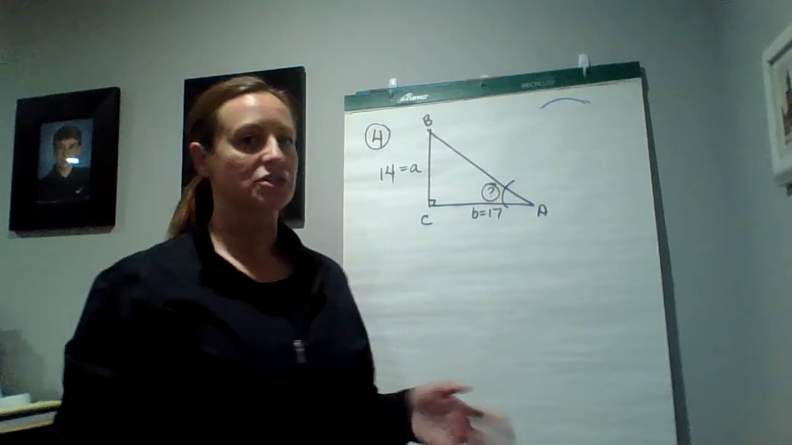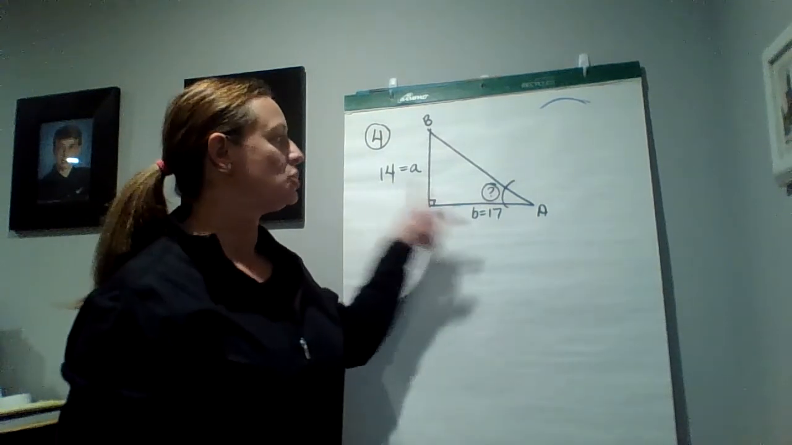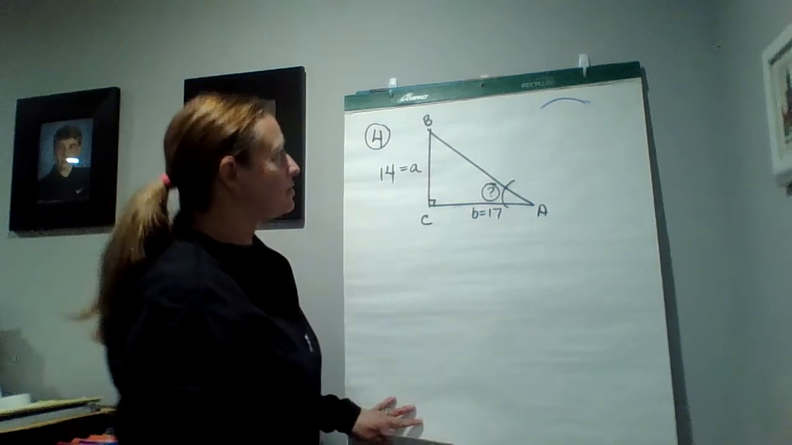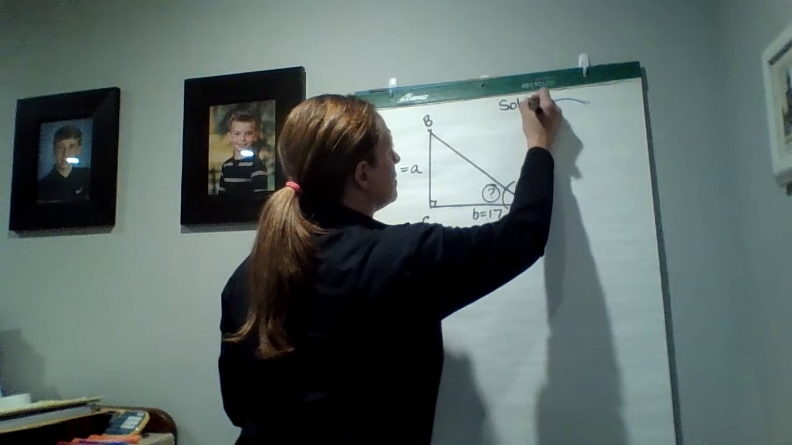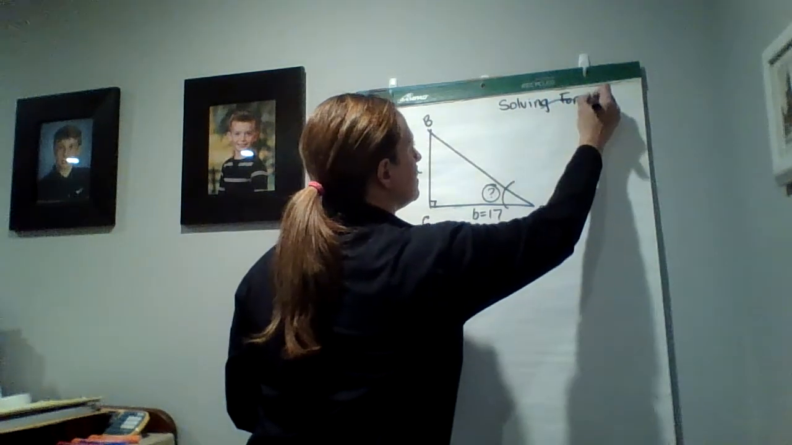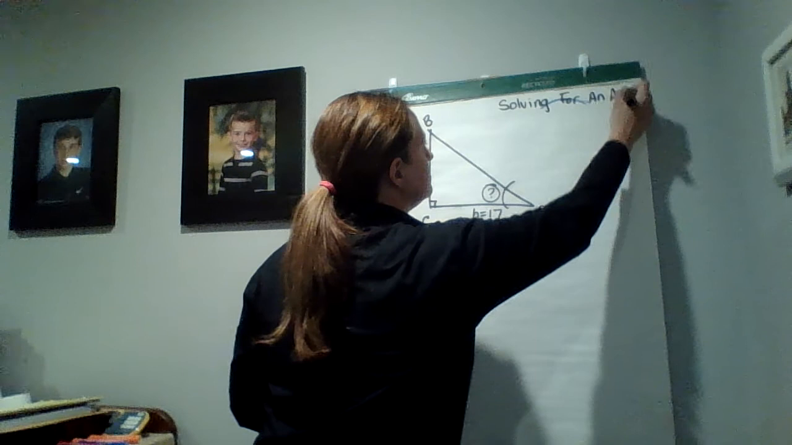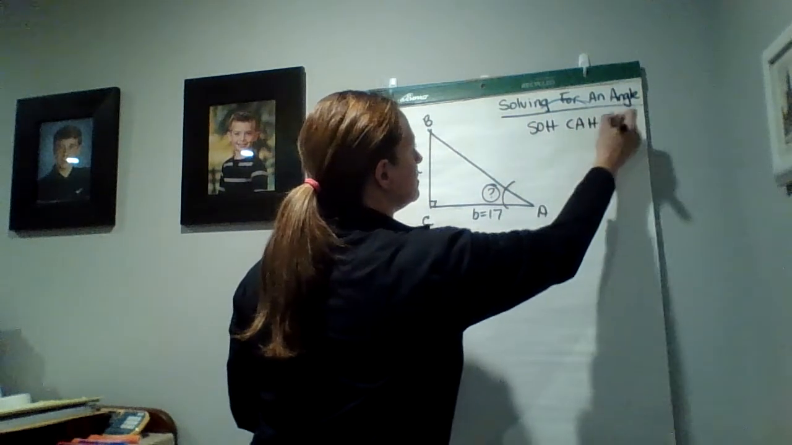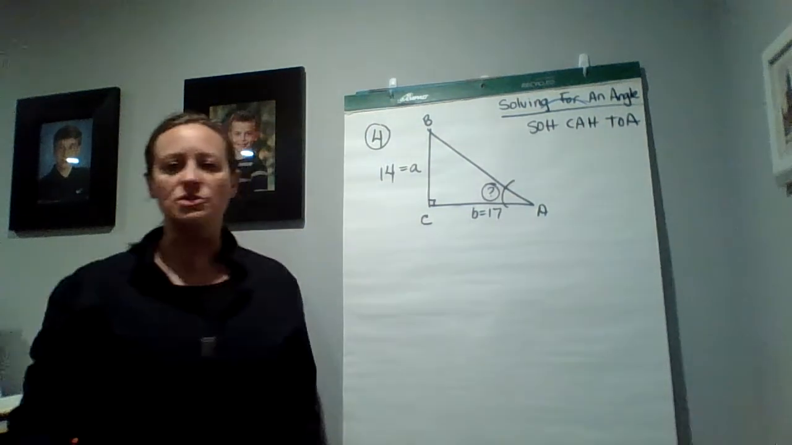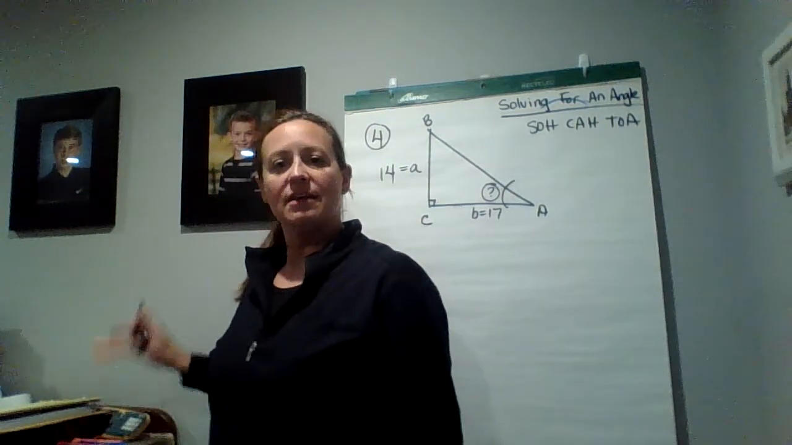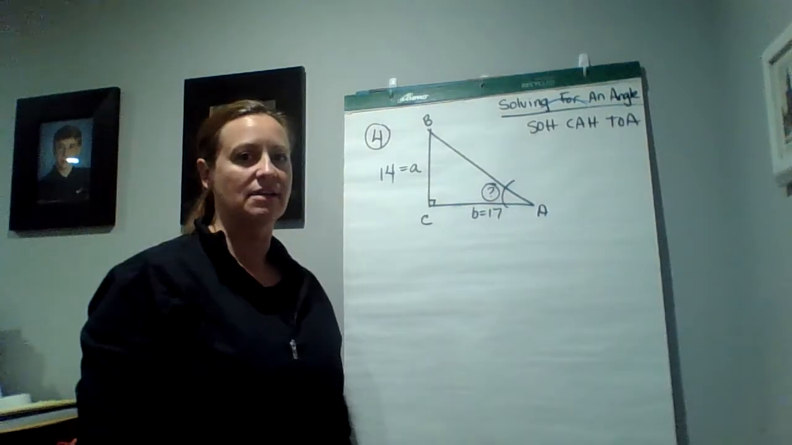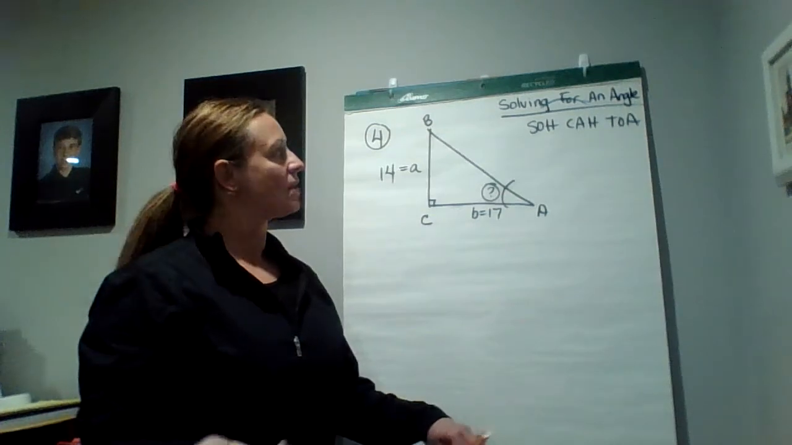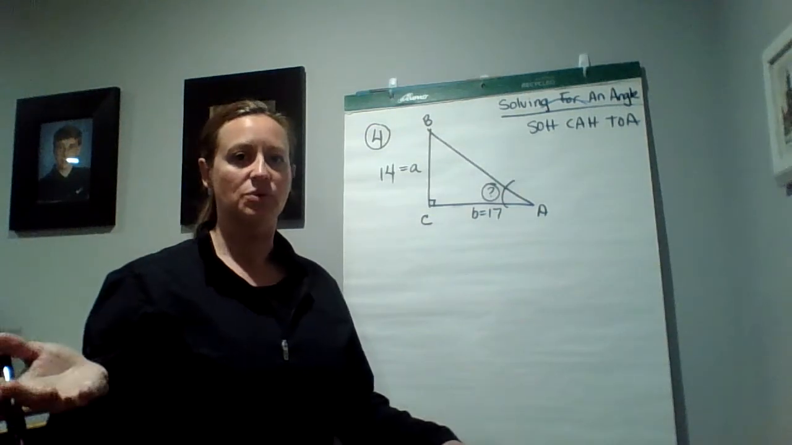We're still going to use trig functions, but now we have 2 of the sides given in relationship to that angle, and we're going to be solving for the angle. So this is solving for an angle. Slightly different, but we're still using SOHCAHTOA. Let's think about it. What 2 parts are we looking at in relationship to the angle that we're trying to find? Are we looking at adjacent, opposite, hypotenuse? Which 2?